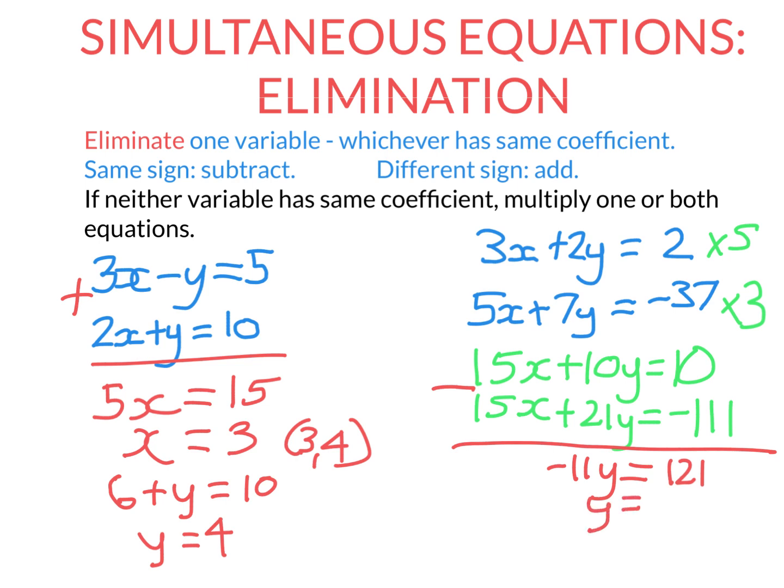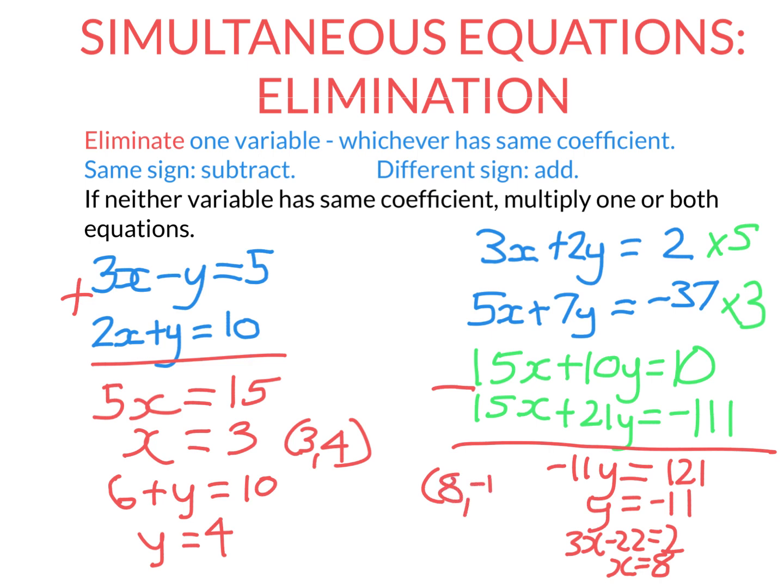Dividing each side by negative 11, I get y equals negative 11. You can substitute this into any of the equations, it doesn't matter. Whichever one you do, you'll get the same value of x. If I substitute negative 11 here, I get 3x minus 22 is 2. And you know how to solve that equation. You add 22 to both sides, divide by 3, you get x equals 8. The solution here is 8, negative 11.